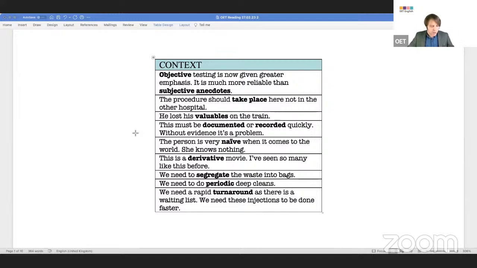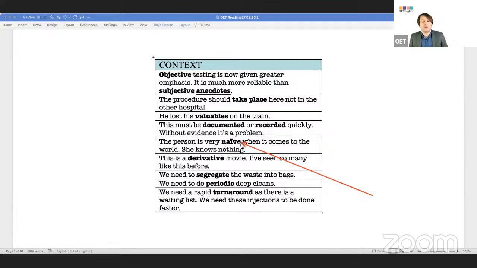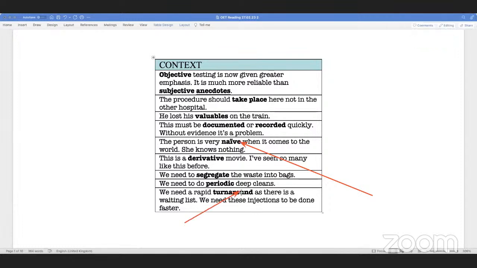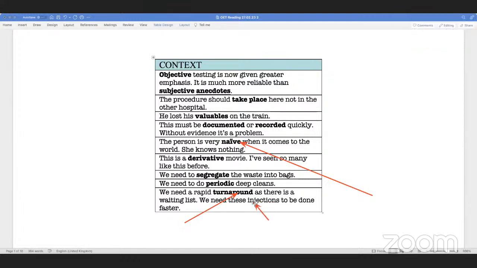So first word, we often say this about children because they are not very worldly wise. Nice. Okay, good, nice. Okay, this one means to finish a procedure. Turn around. Something. Yeah. So here you can see, guys, it says we need a rapid turnaround. Okay, what they're saying is a rapid completion of injections. Right? Sorry, we just had a bit of an overlap there. Okay, next one. This is things that are important to us, usually phones, computers. Valuables.